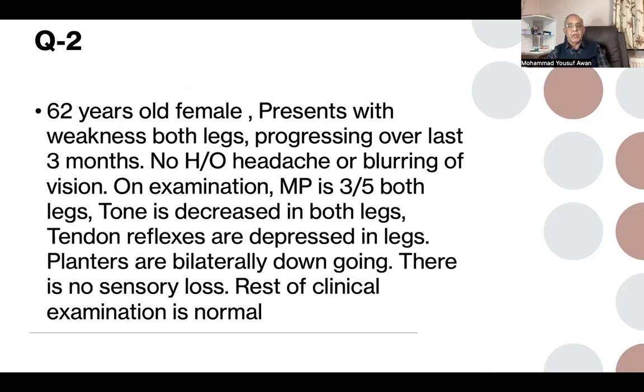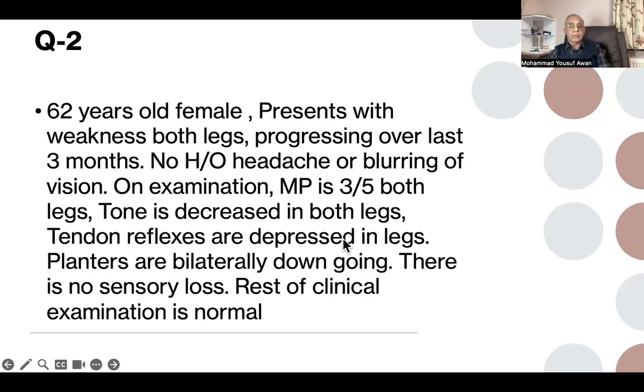So coming back to our question: a 62 year old female presents with weakness of both legs, progressing over the last 3 months, no history of headache or blurring of vision. This rules out an intracranial problem, because a lesion involving the medial side of both hemispheres can cause weakness in both legs. So probably it's not upper motor neuron, not from the brain. It's something lower in the nervous system. On examination, muscle power is decreased, tone is decreased, tendon reflexes are depressed, and plantars are bilateral going. These are lower motor neuron features.